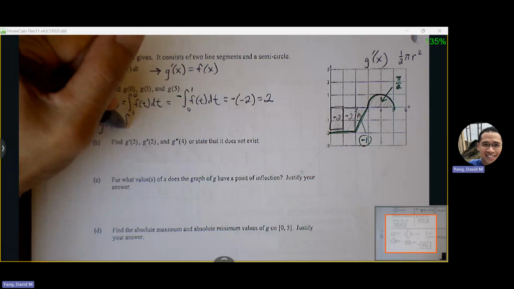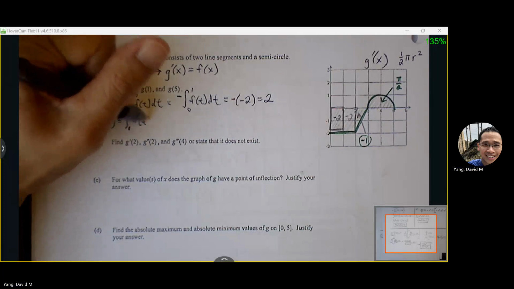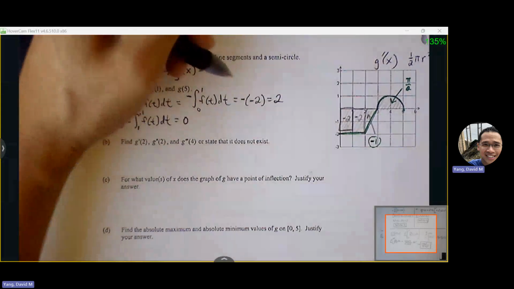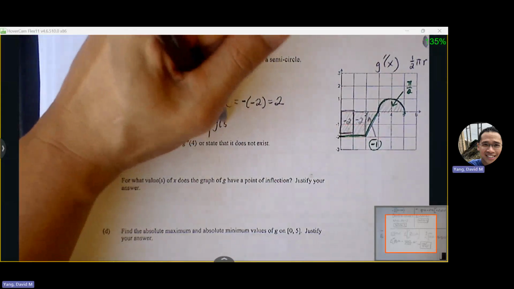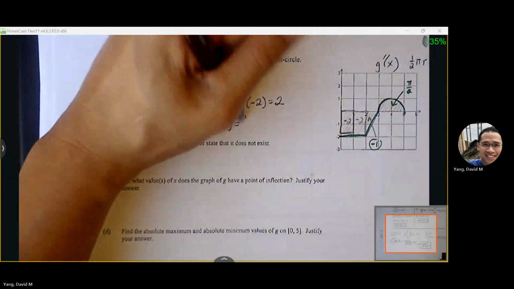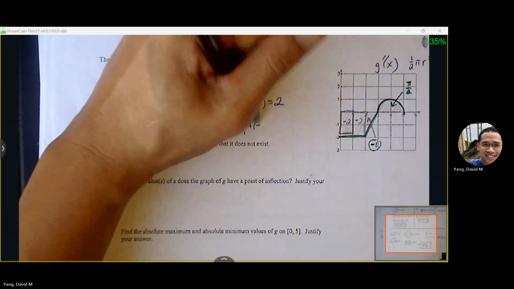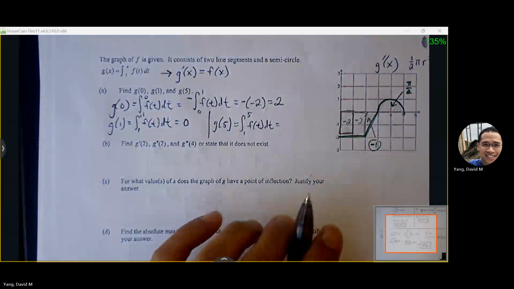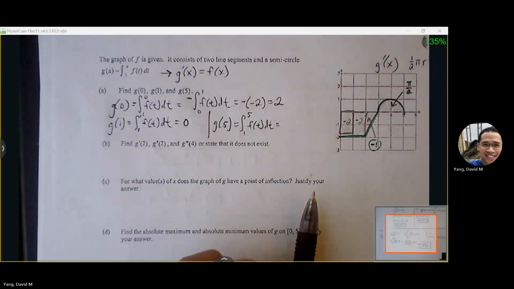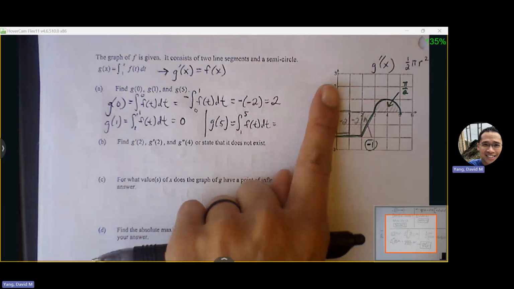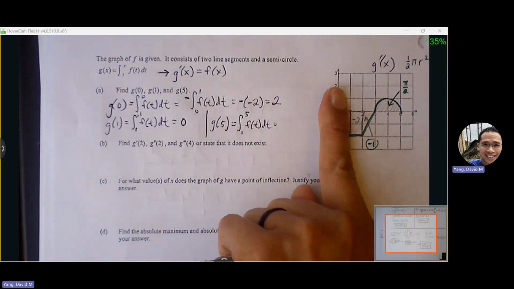What's nice about this process here? If my bounds are both the same, zero, it's just going to be zero, right? So that's nice. Okay, g of 5. So now I'm going to add up all these numbers from negative 1 to 5. So negative 2 minus 1 plus pi over 2.